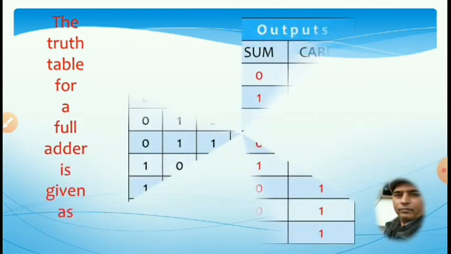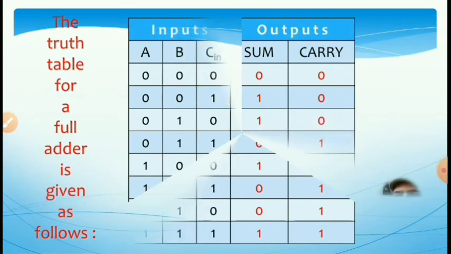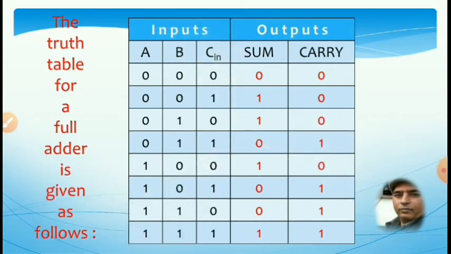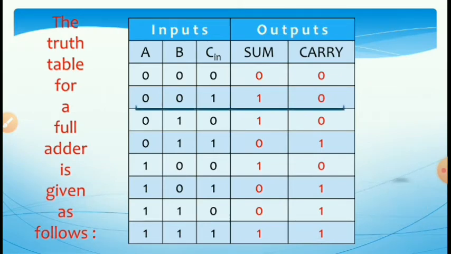The truth table for a full adder is on the screen. We have inputs A, B and C, that is carry input, and outputs sum and carry. In the first row we have three inputs 0, 0, 0, which produce output sum 0, carry 0. In the second row we have two zeros in A and B and 1 in C.